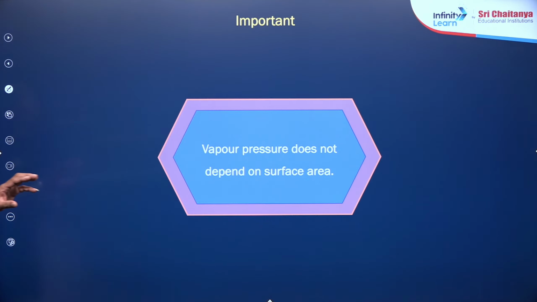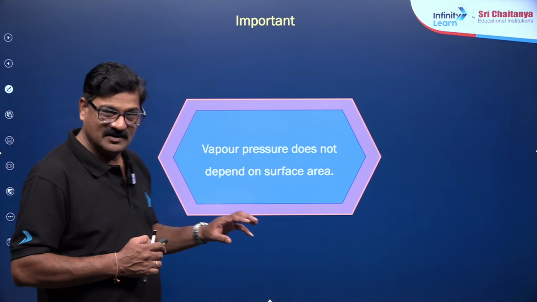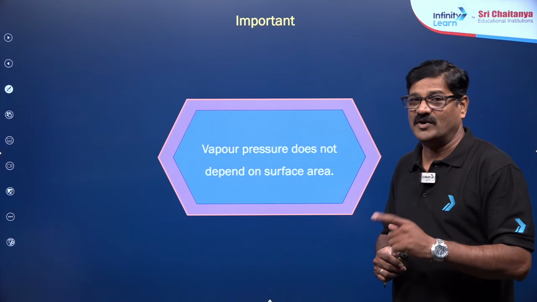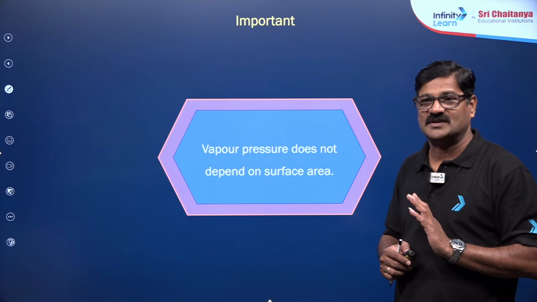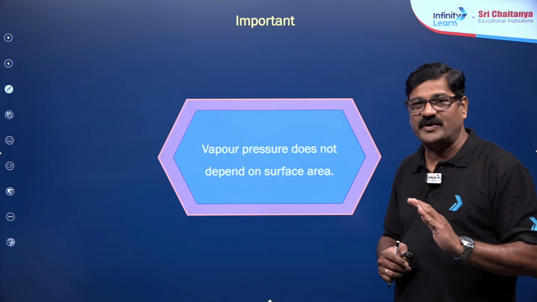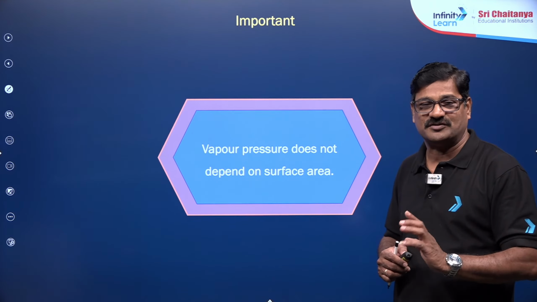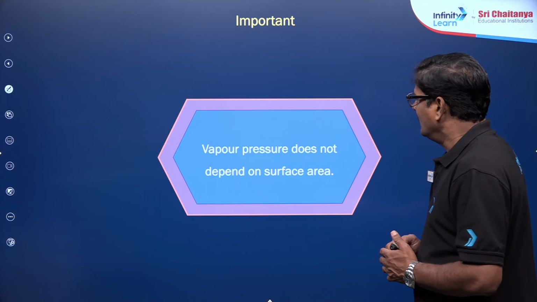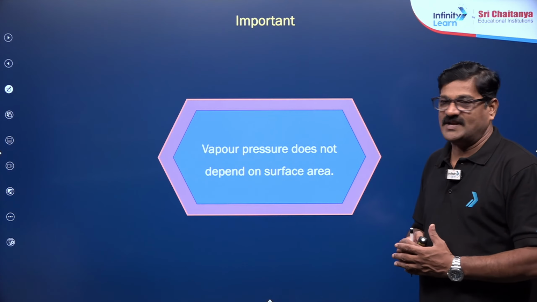Now it is important to note that vapor pressure does not depend on the surface area. The rate of evaporation depends on the surface area, but vapor pressure does not depend on the surface area. Vapor pressure depends on the nature of the liquid, temperature, intermolecular forces, and external pressures as well.